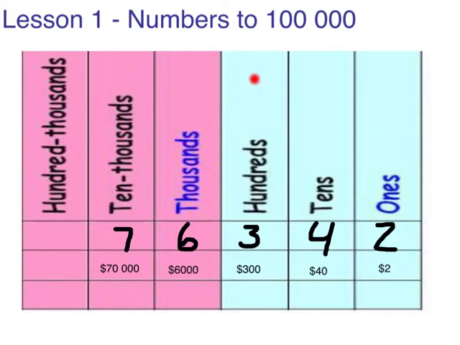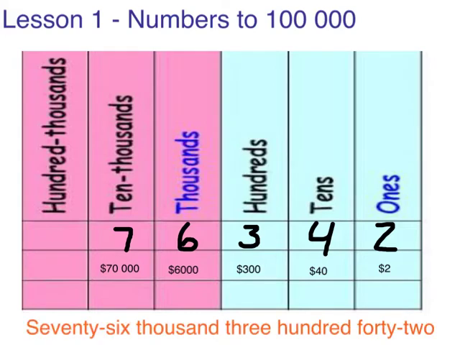place value chart. So now pause the video and see if you can read this entire number all together as one number. So if you said that this number is 76,342, you are correct. That's how this entire number is read.